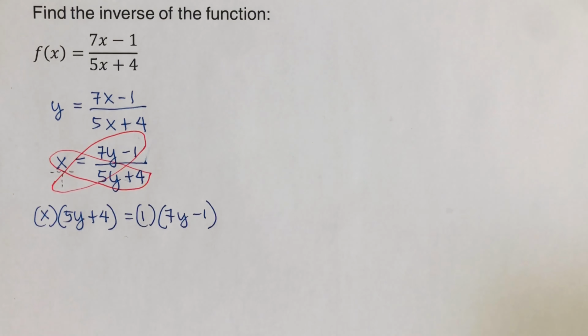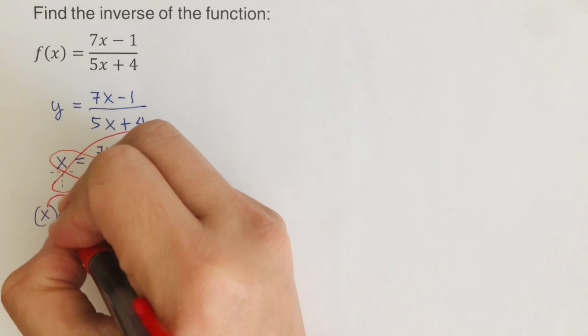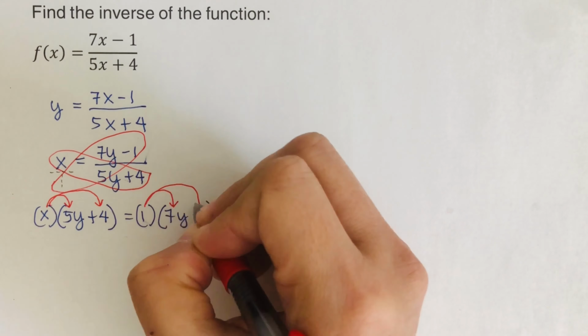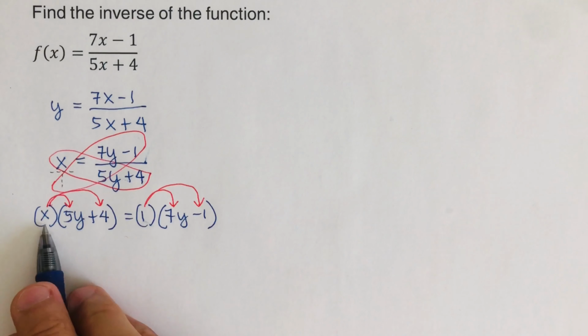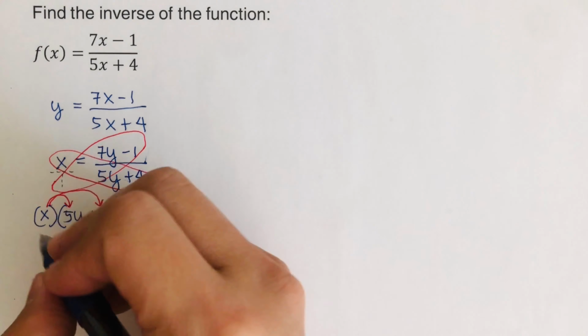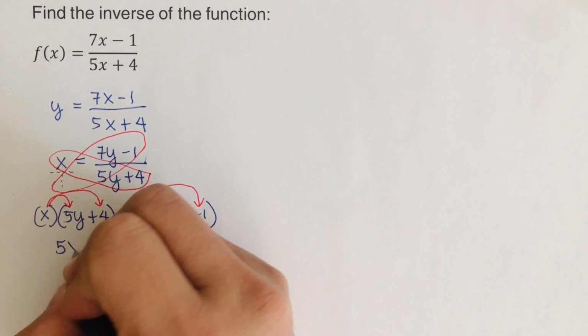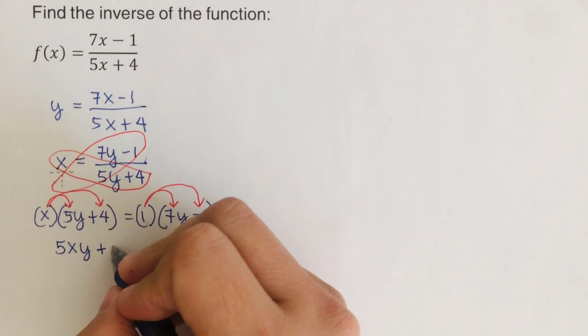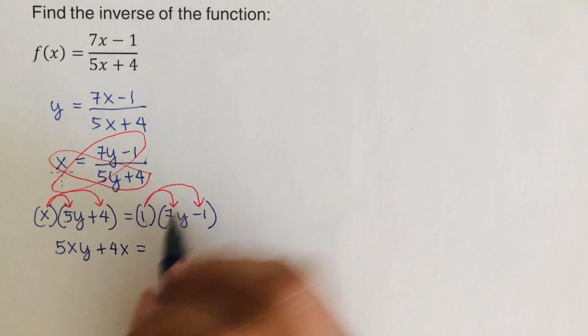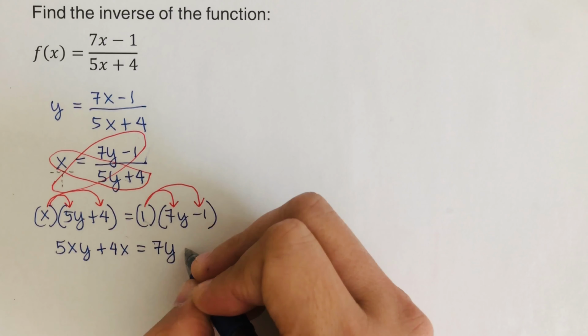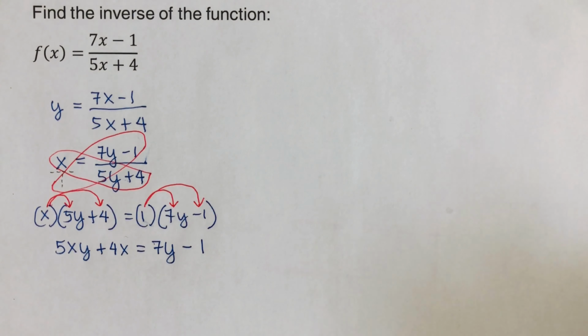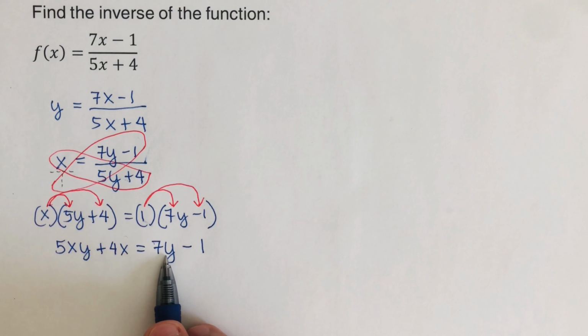So then I can go ahead and distribute the x here. Okay, so if we distribute the x to the 5y, this would come out 5xy plus x times 4 is 4x, is equal to 1 times 7y is 7y minus 1. So then again, our target here is to isolate y by itself. Since y is on both sides of the equation, I can go ahead and put all the y's on one side of the equation.